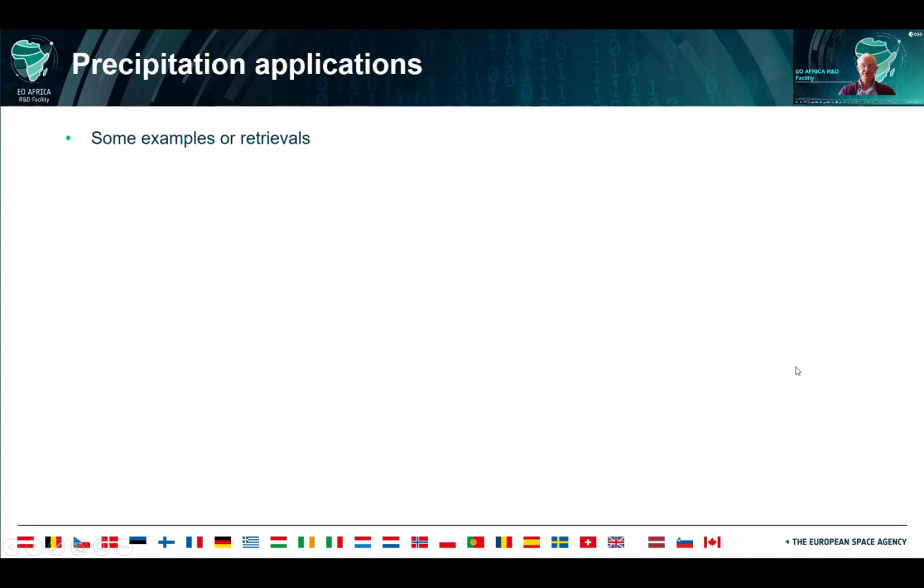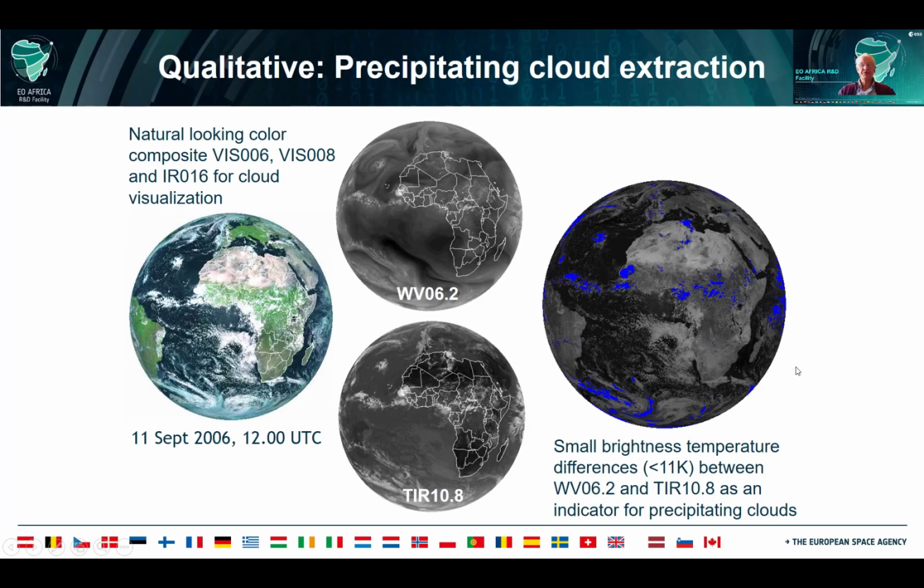Some examples of retrievals. A very simple one is just making use of the thermal infrared and the water vapor, where a small brightness temperature difference between the two gives us an idea about potential precipitating clouds. And you can compare the left-hand image with the right-hand image, where the blue sections have been classified having a brightness temperature of less than 11 Kelvin.